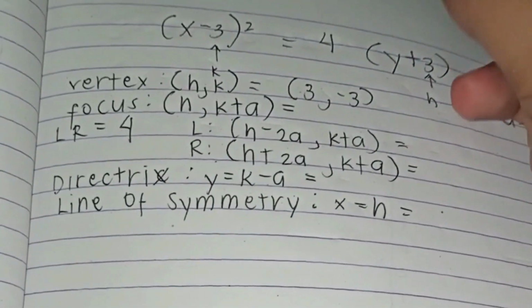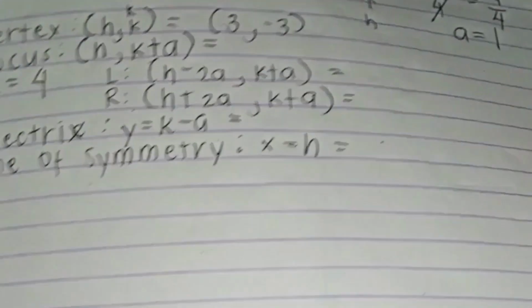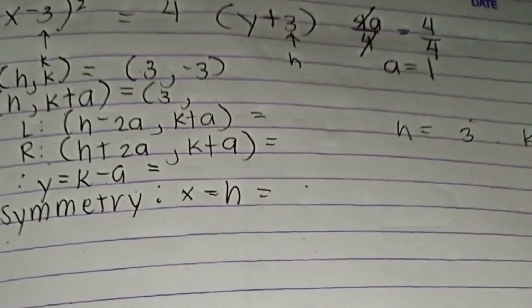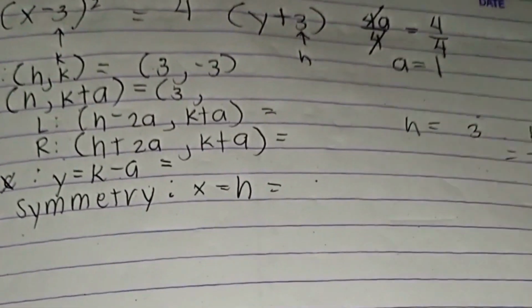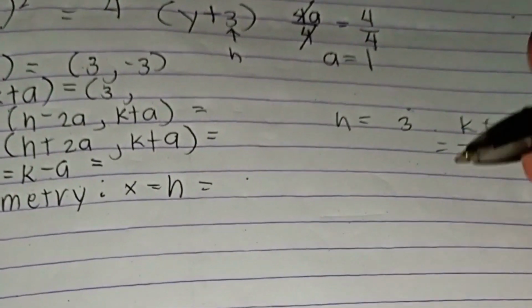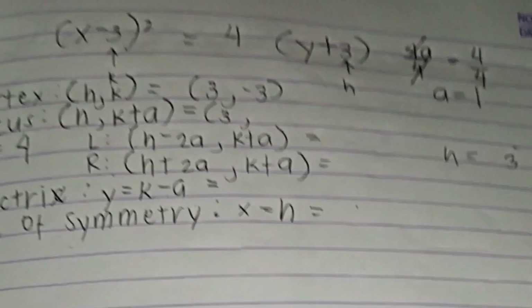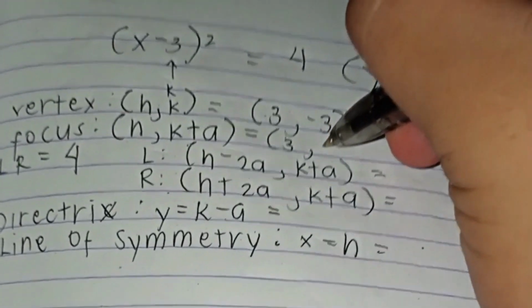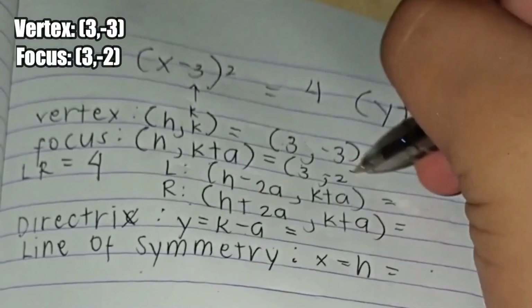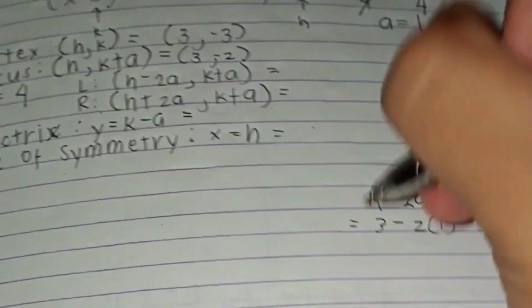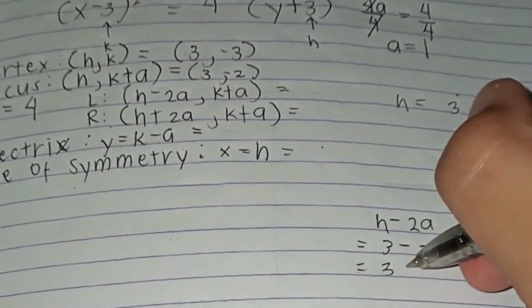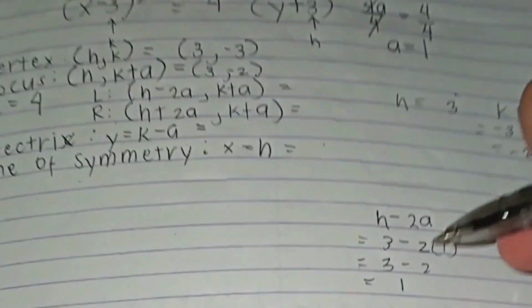And then the focus. h is equal to 3 and then k plus a. k is equal to negative 3, a is 1. Negative 3 plus 1 is equal to negative 2. So we will write here negative 2. h is 3, 2a is 2, a is 1. 2 times 1 is equal to 2. 3 minus 2 is equal to 1.